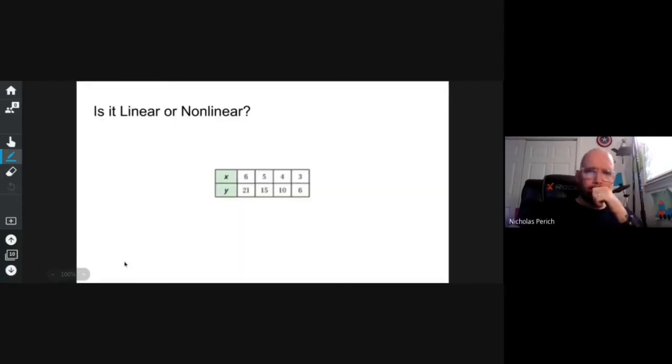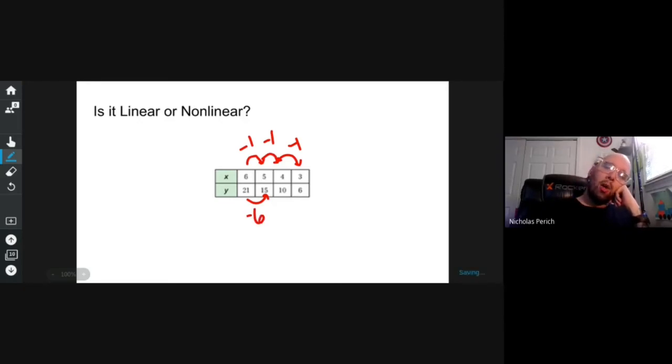Another chart. Ooh, we're going backwards. How do I get from 6 to 5? I minus 1. How do I get from 5 to 4? I minus 1. How do I get from 4 to 3? I minus 1. How do I get from 21 to 15? I minus 6. How do I get from 15 to 10? I minus 5.